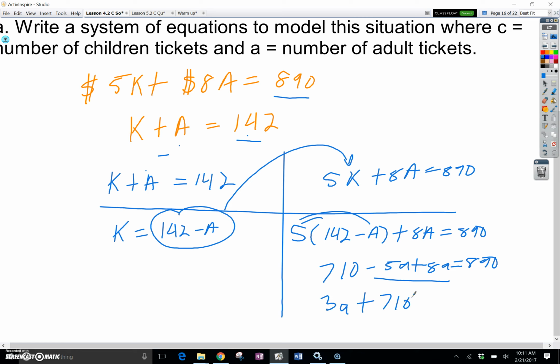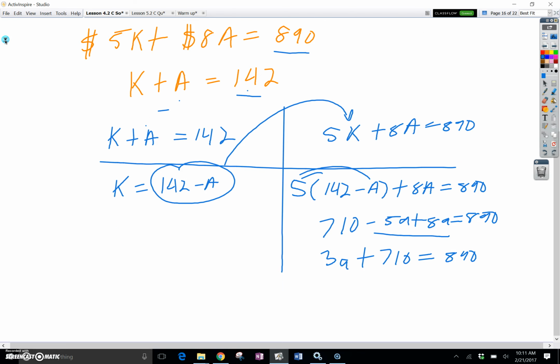plus 710 equals 890. And then what I'm going to do is minus 710 on both sides. And I'm going to get 3a is equal to 180. Which means when I divide both sides by 3, I'm going to get a equals 60. So that means I sold 60 adult tickets.